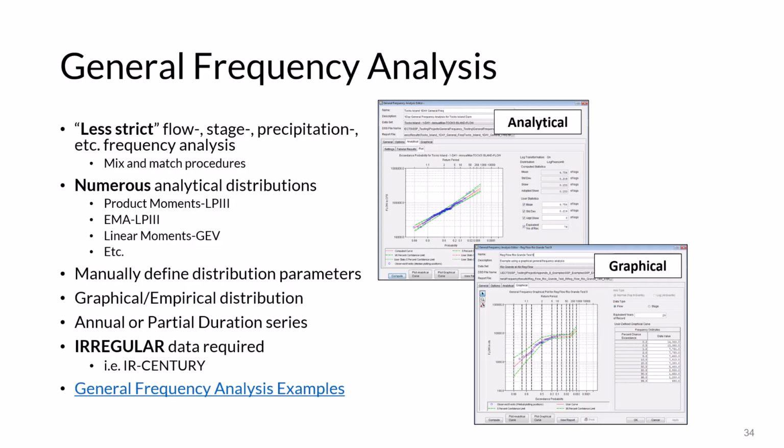The general frequency analysis allows users to implement a frequency analysis on flow, stage, precipitation, or other data that is less strict than the Bulletin 17 procedures. This analysis provides users with numerous analytical distribution and fitting method combinations. Users can manually define distribution parameters and compute a graphical or empirical distribution. Annual maximum series or partial duration series is selectable within this analysis. The general frequency analysis requires the use of irregular data, specifically IR century data.